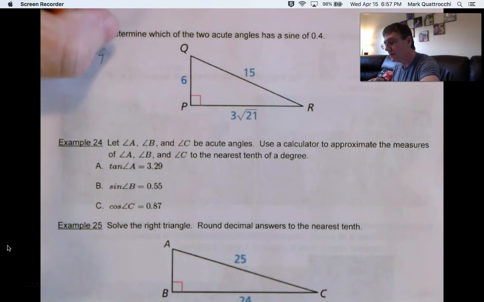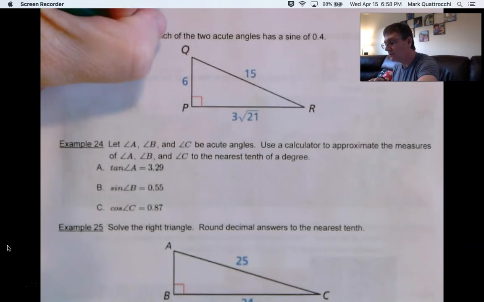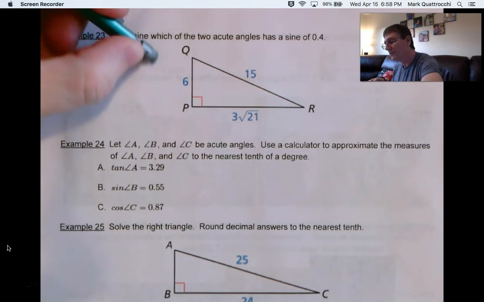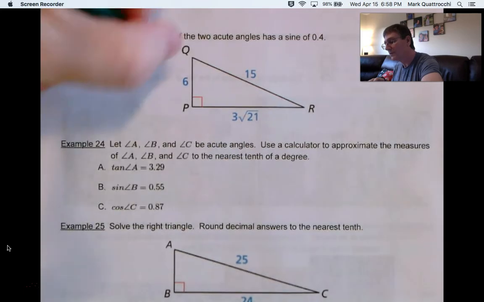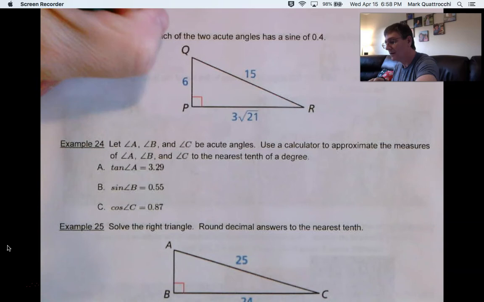angle Q equals 3 square root 21 over 15, or square root of 21 over 5. That's equal to approximately 0.9. It's not that one.